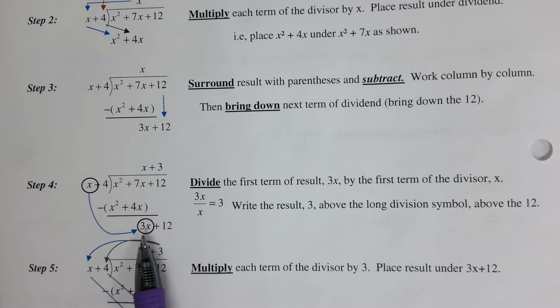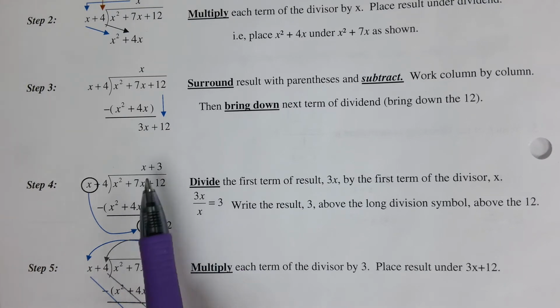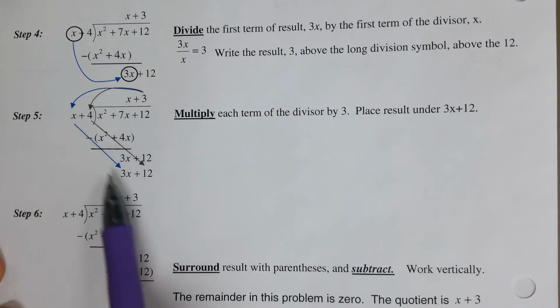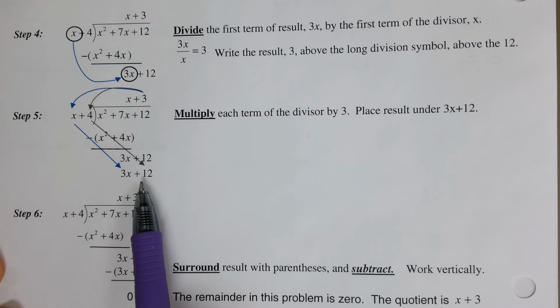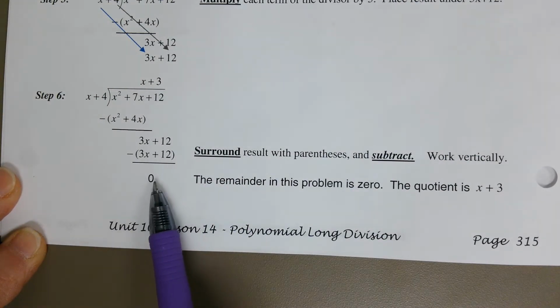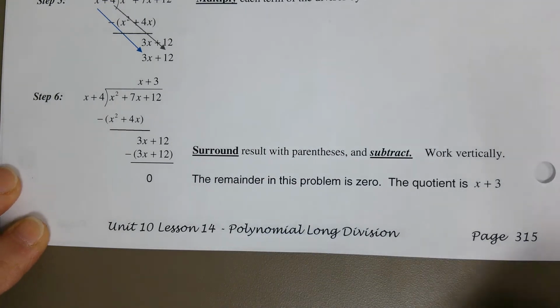And now we divide the first term of the result, of our 3x plus 12. We take 3x and divide it by x. 3x divided by x is 3. We write 3 above the 12. And now we multiply 3 times x plus 4. 3 times x is 3x. 3 times 4 is positive 12. Wrap that in parentheses, and then subtract. So we have no remainder. The remainder in this problem is 0. So the quotient is x plus 3.